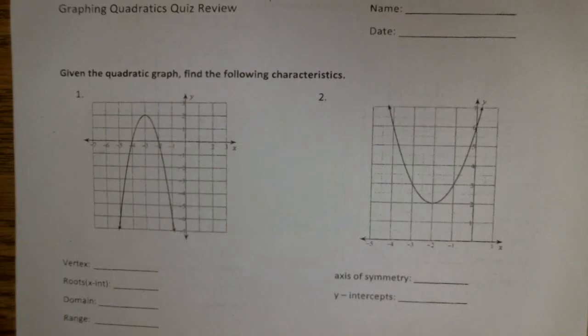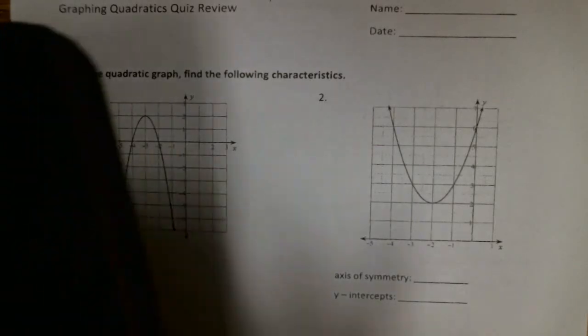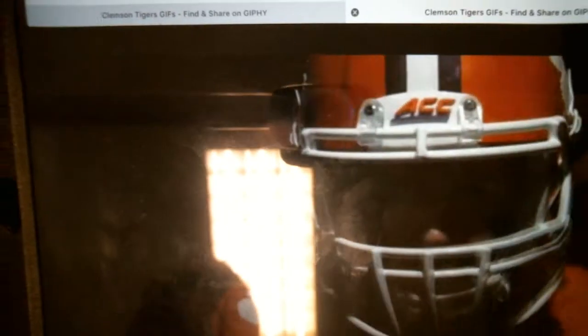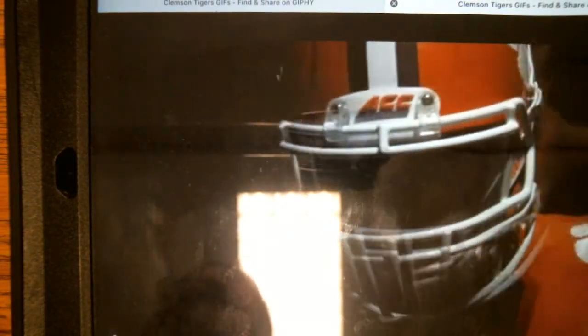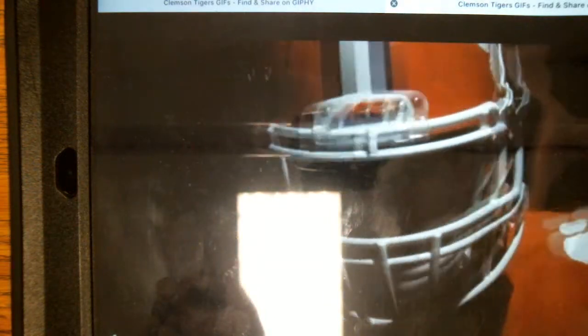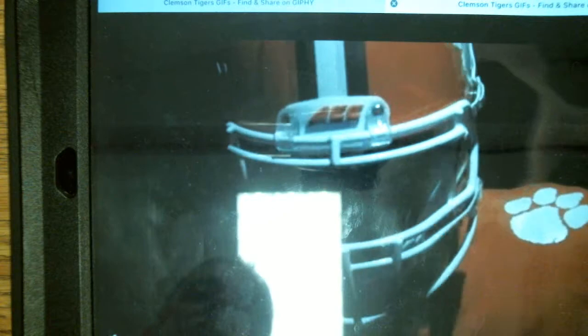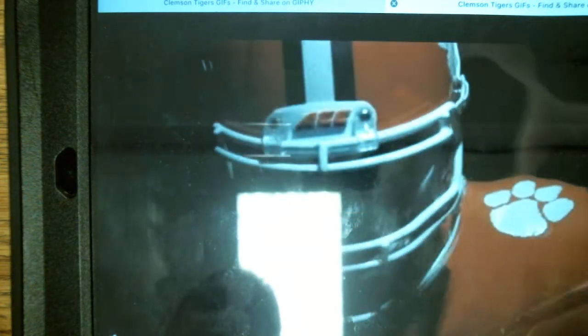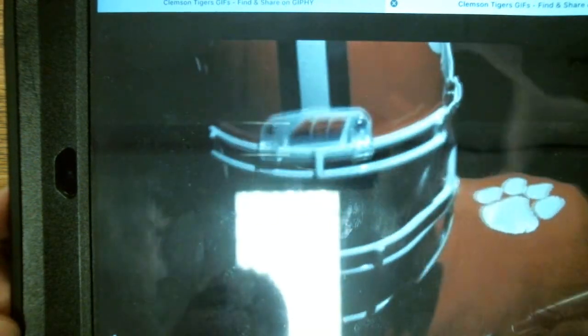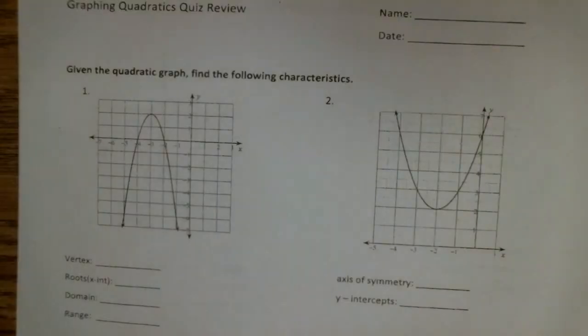So as customary, I always like to throw in a nice funny little GIF right here. So if you didn't know, this is a Clemson football player named Hunter Renfrow who just so happened to catch the national championship game-winning reception against the University of Alabama. So there you go. Hunter Renfrow will go down in history, one of the best catches in Clemson football history.